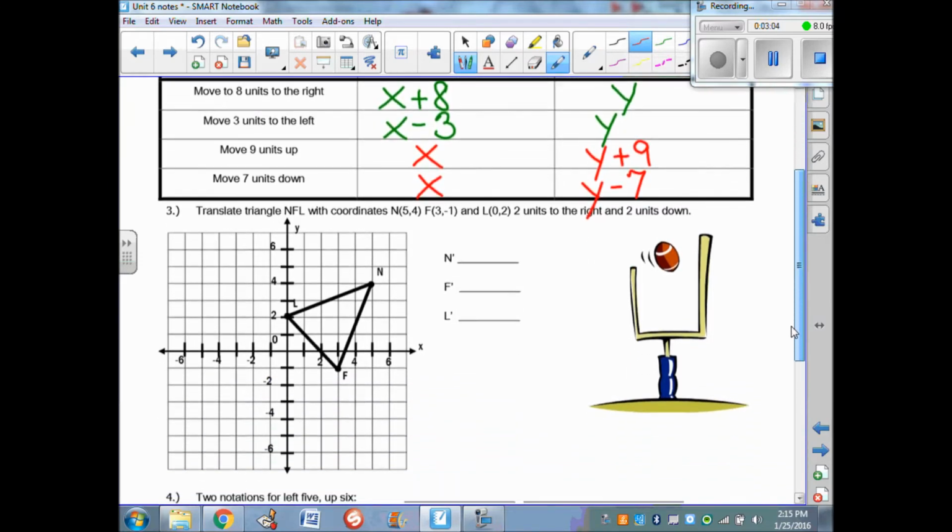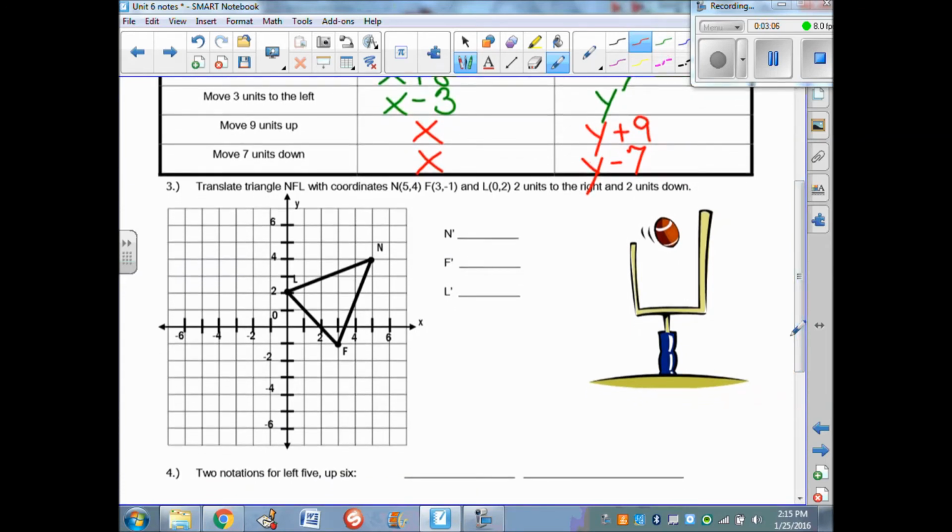So now let's put this into action a little bit, and you'll see how things start to shift and move once we have this picture to look at. It says translate NFL, with coordinates listed for all 3 points, 2 units to the right and 2 units down. We've already got NFL graphed for us. So let's start with point N right there.